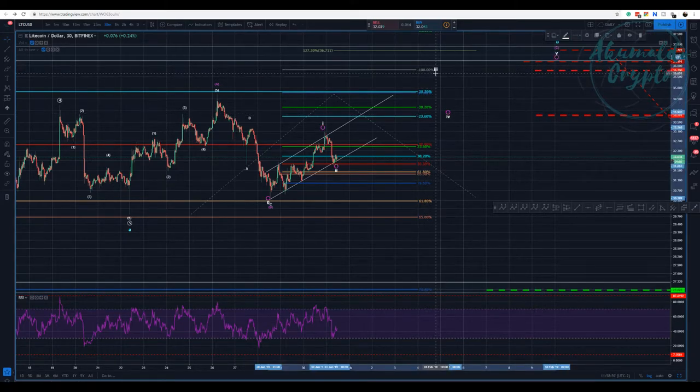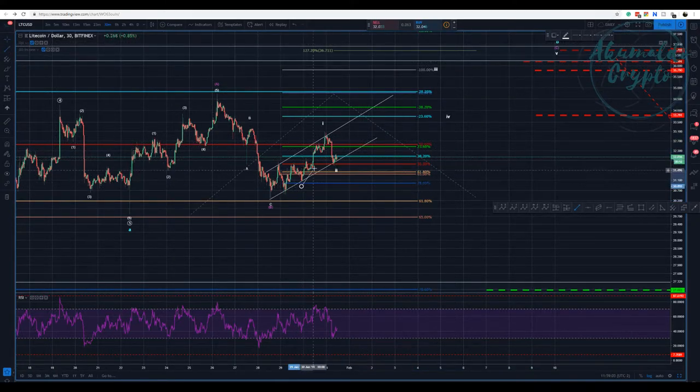Here we have this channel, I marked it here, but if we are to say that we have a leading diagonal, the shape is more or less like this. This is where we have the leading diagonal. 1, 2, 3, 1, 2, 3, 1, 2, 3, 1, 2, 3. Then we are now going down to put in this wave two.